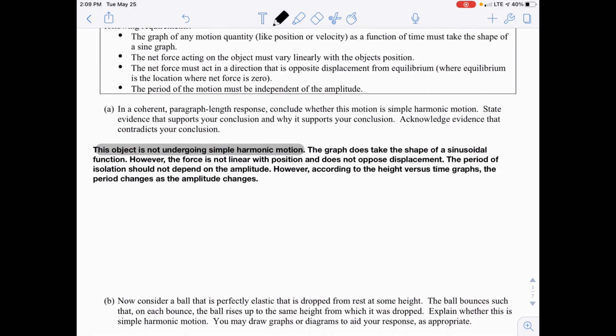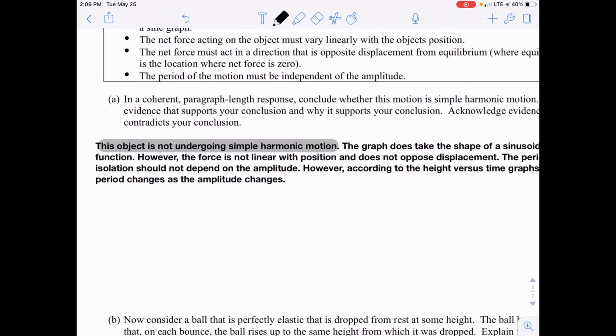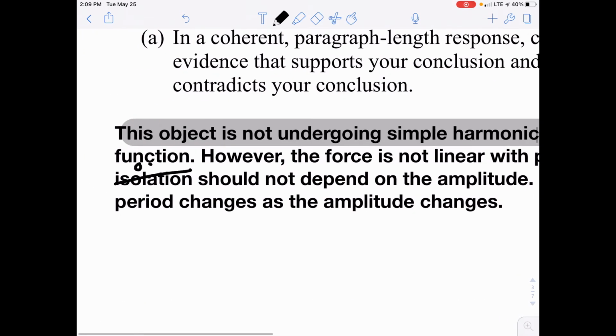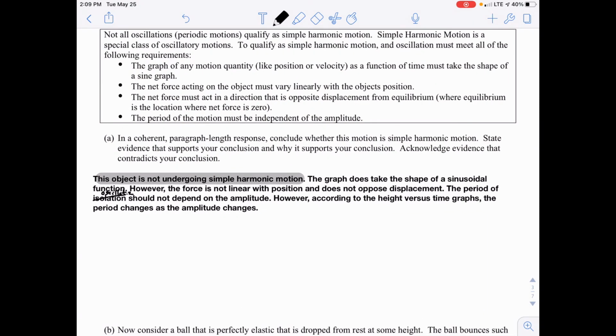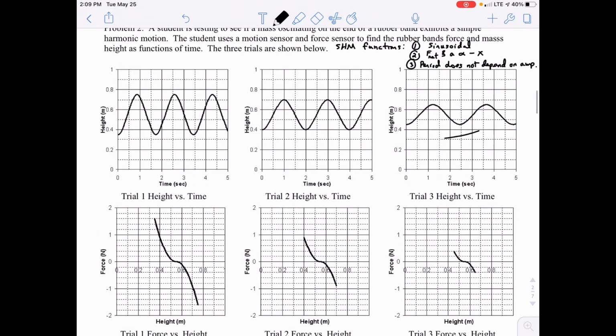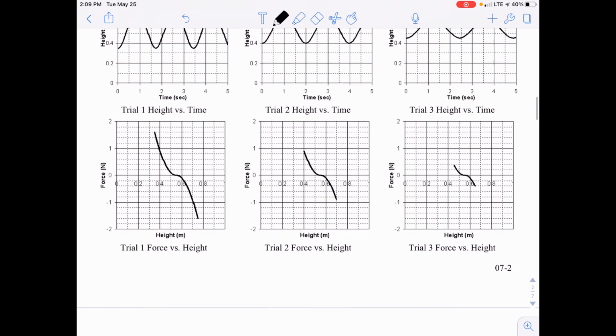The period of, that's a typo, of oscillation should not depend on the amplitude. However, again, in this one it seems to. The period changes clearly as the amplitude has changed.